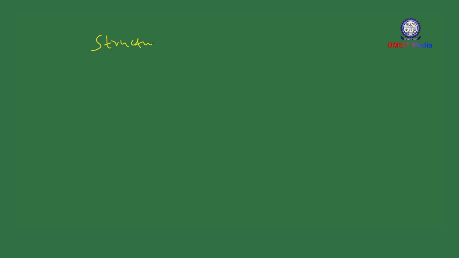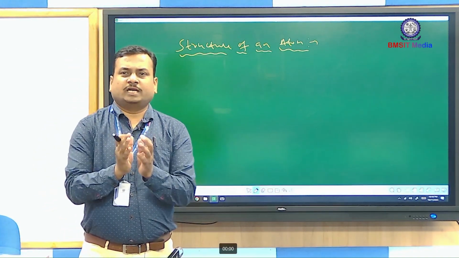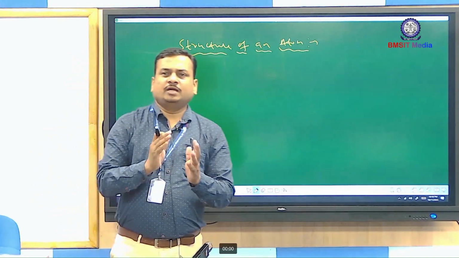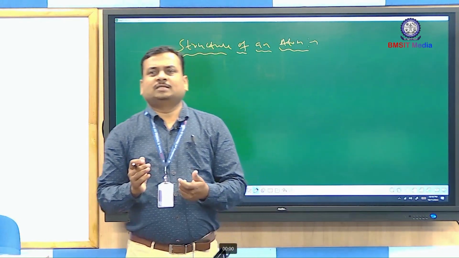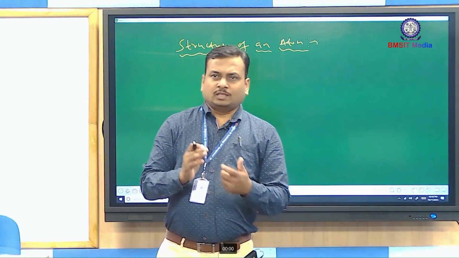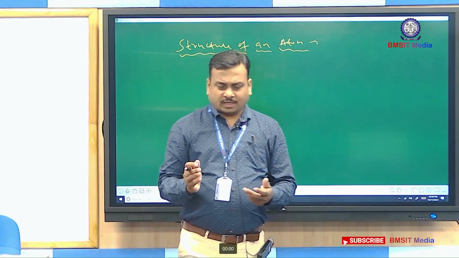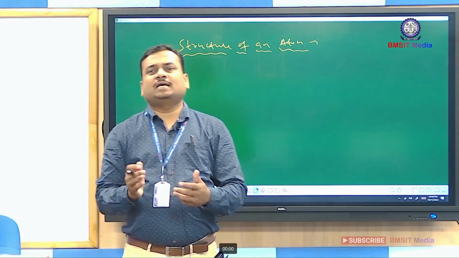Next we'll see the structure of an atom. We know that an atom consists of a nucleus. In the nucleus we will have neutrons and protons. Protons carry positive charge. Neutrons do not have any charge, but they have only mass.